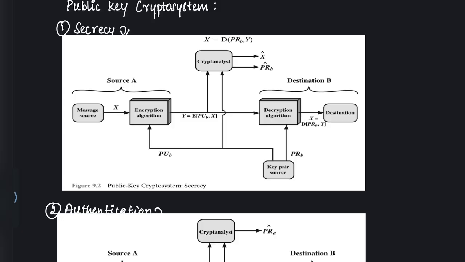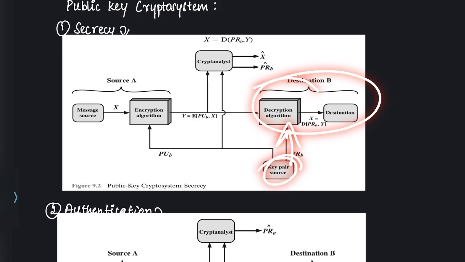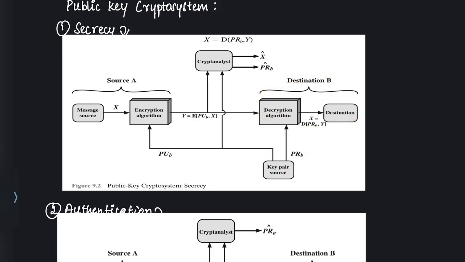The cipher text is sent to B. Upon receiving the cipher text, B will decrypt using the private key of B itself. After that, he'll be able to get the plain text back. Here, any cryptanalyst or attacker who observes the ciphertext Y and who has access to the public key of B cannot determine the plain text X or the private key PRB without significant computational effort.